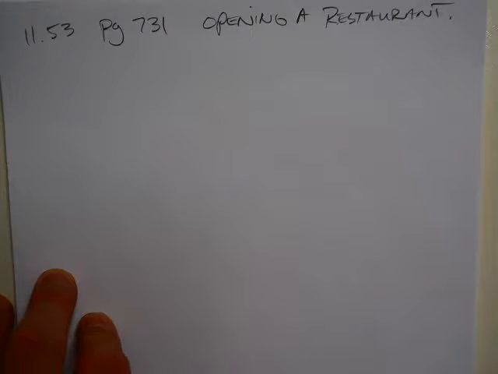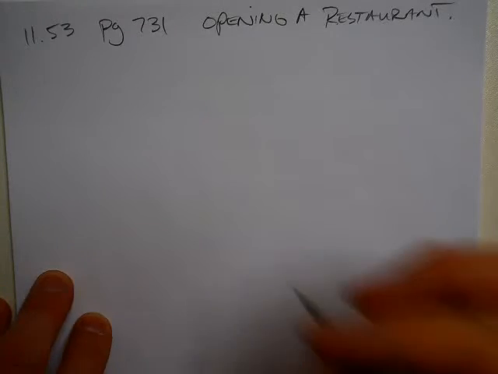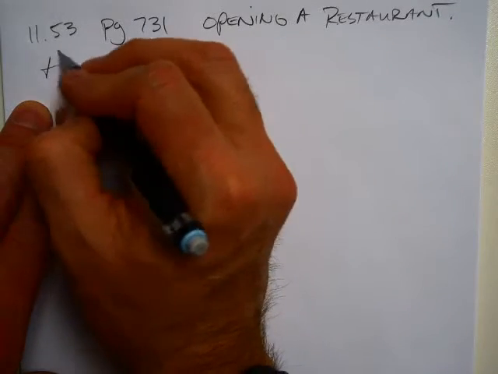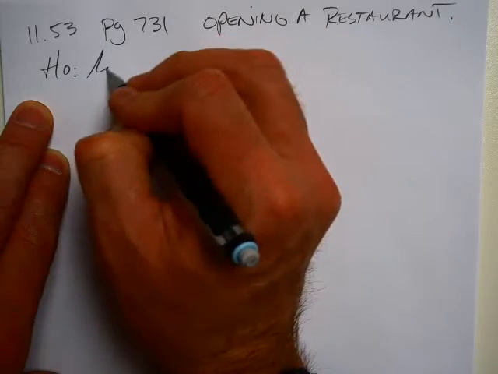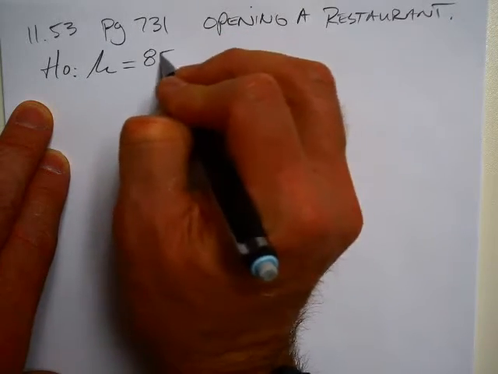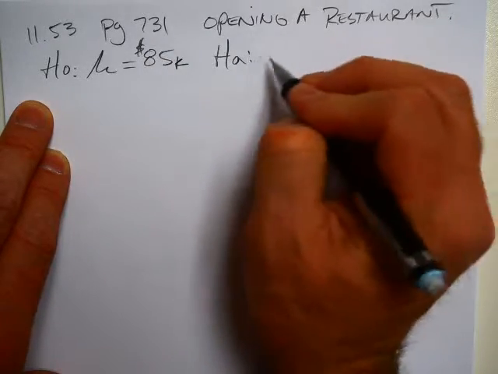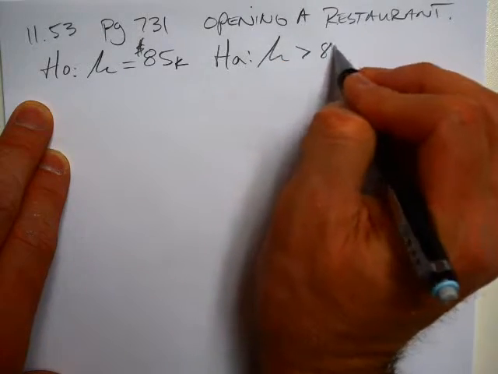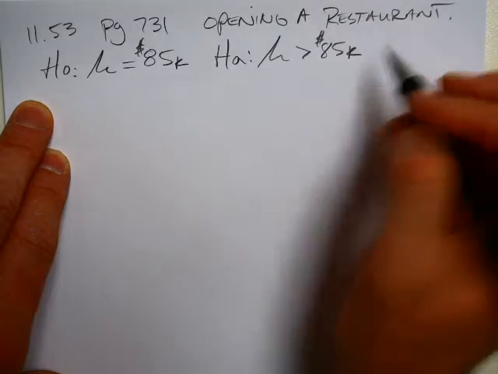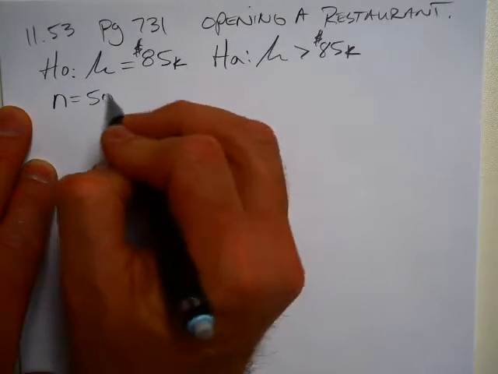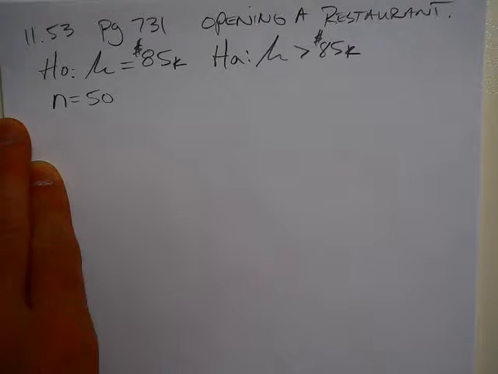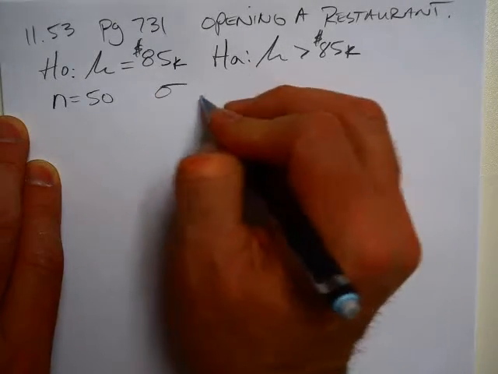You decide to take a simple random sample of 50 people living near the one potential location. So I'm going to make a couple notes here. The null hypothesis is that mu is 85,000. I think the alternative needs to be that it's greater than that. N equals 50. Based on the mean income for this sample, you will decide whether to open a restaurant there. A number of similar studies have shown that sigma is $5,000.